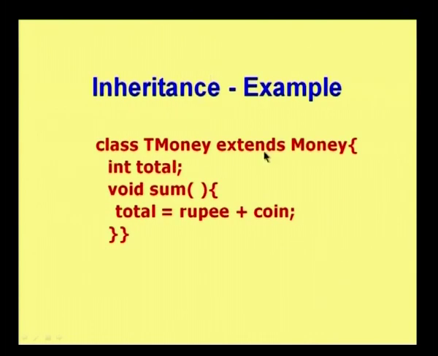So, this is what inheritance is. Class T money extends money. I already told you that extends is the keyword which is used in order to represent inheritance. So, extends money, and then I have a new variable which is specialized more than that of my base class, that is my super class. So, int total, and then I have a method called sum. In this method I am trying to access rupee and the coin variable of my base class.